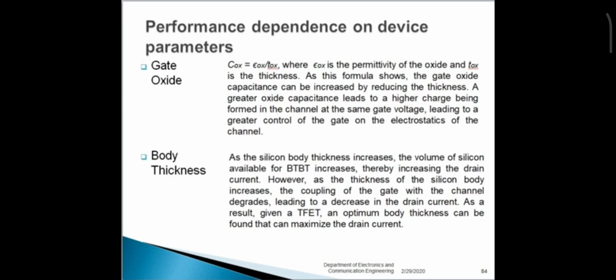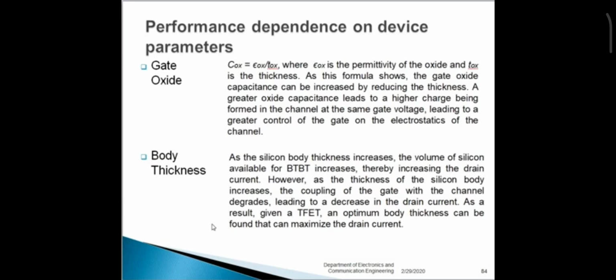The most important point to understand, in case of SiO2, is that we cannot reduce the oxide thickness to a large extent because it will increase the leakage current. Changing the SiO2 into the gate stacking SiO2 plus HfO2 will increase the oxide thickness by using the EOT formula, equivalent oxide thickness. Next is the body thickness.